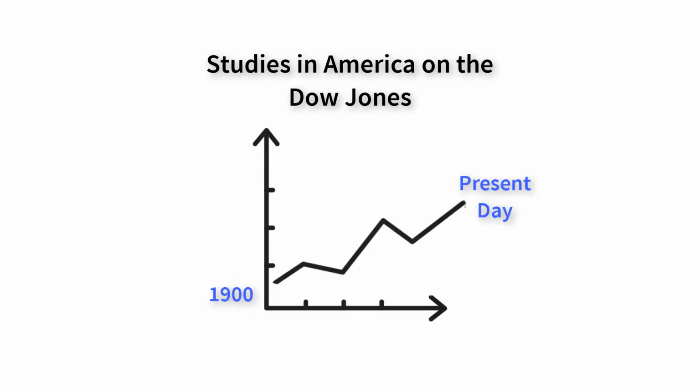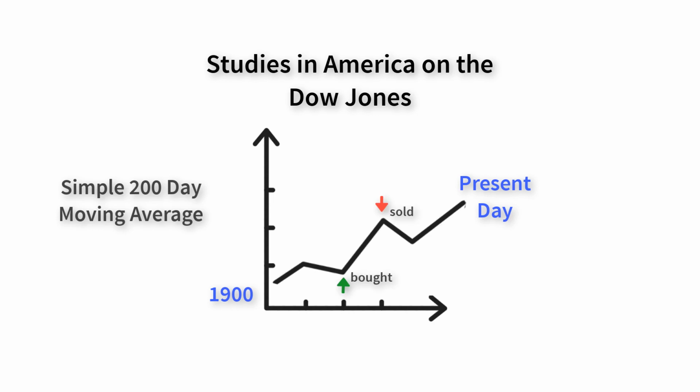Studies done in America on the Dow Jones Industrial Index from 1900 to the present day show that if someone using a simple 200-day moving average had bought and sold on every buy and sell signal throughout the 120-year period, they would have done 10 times as well as someone who simply bought the Dow Jones at the start of 1900 and held the index until now.